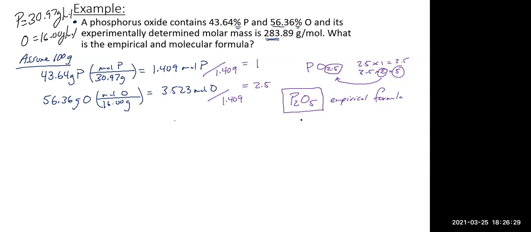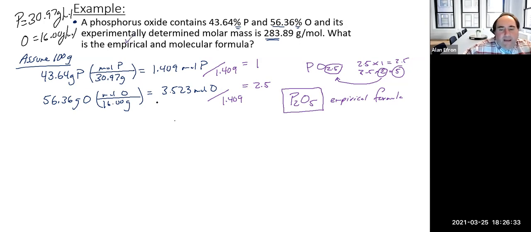That is part of the answer. So we got the empirical formula part. We now need to get the molecular formula. So we need 3 things. We have the empirical formula. We also have the molar mass of the compound. So the one last thing that we need is actually the molar mass of our empirical formula.